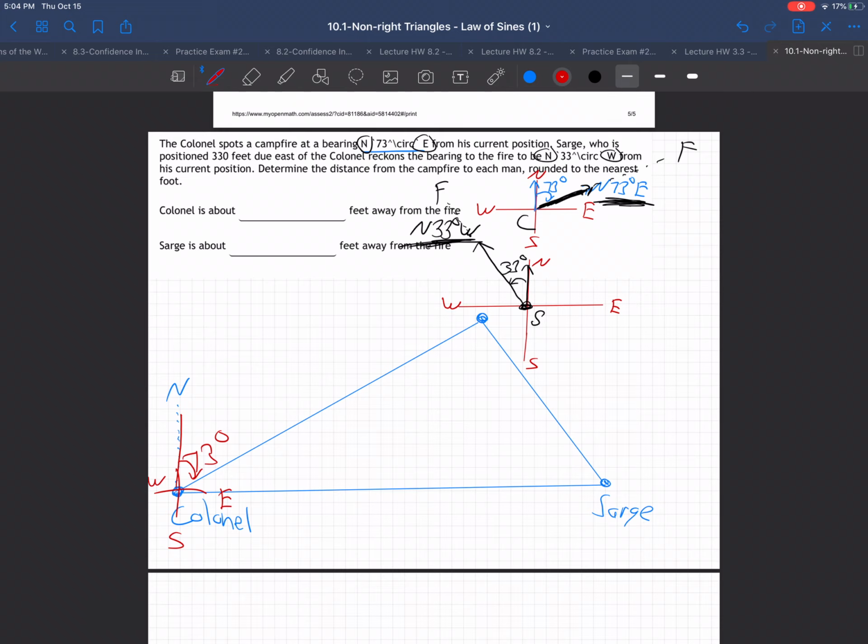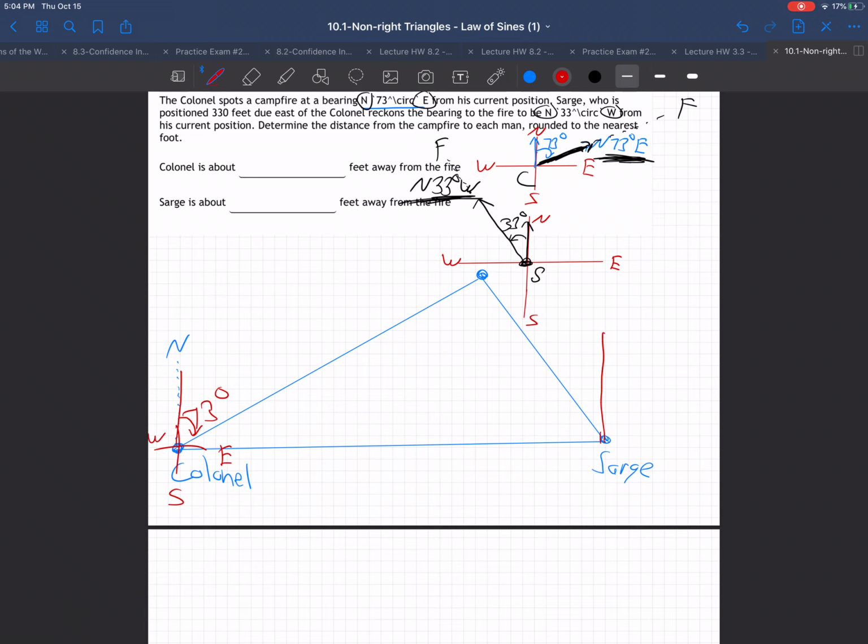And then from the Sarge, same kind of thing. Put a little axis system here. And this angle is 33 degrees because it's north, west, southeast. So from the Sarge, it's north 33 degrees to the west. Do you see how that works? See what I'm doing there? I'm trying to make that a little bit better. Okay, and then here's the fire right up here. This is the fire. That's where they spot the fire. All right, it's just making some sense.